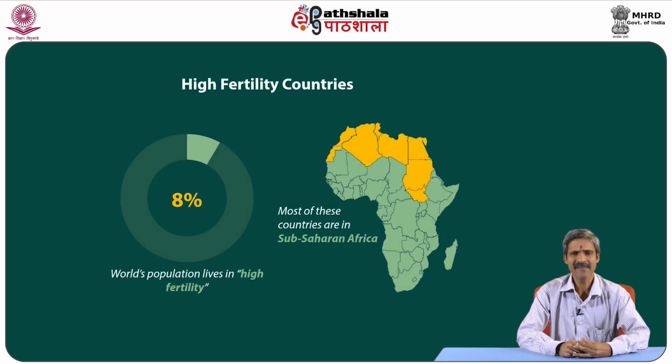The third category is high fertility countries. 8% of the world's population lives in high fertility countries, and these countries experienced only limited fertility decline over a period of time, and on an average the women have 5 or more children over the lifetime. Most of these countries are in sub-Saharan Africa.